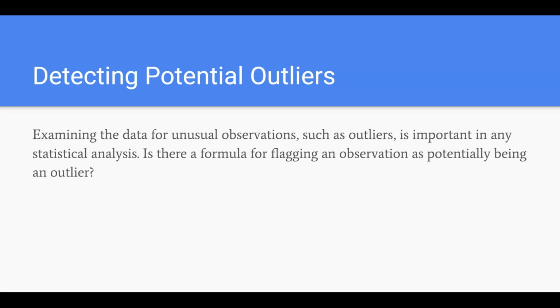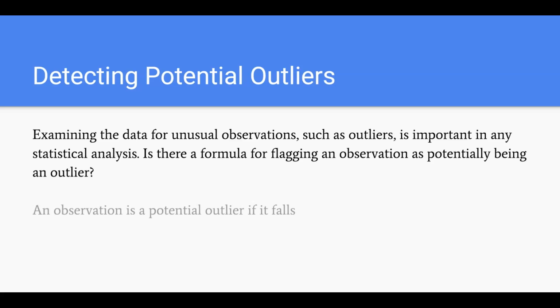Okay, examining data for unusual observations, something that's way too big or way too small, we call them outliers. This is important in any statistical analysis. So is there a formula for flagging an observation as potentially being an outlier? I mean, how big is too big, or how small is too small, so that we get to call these things outliers.